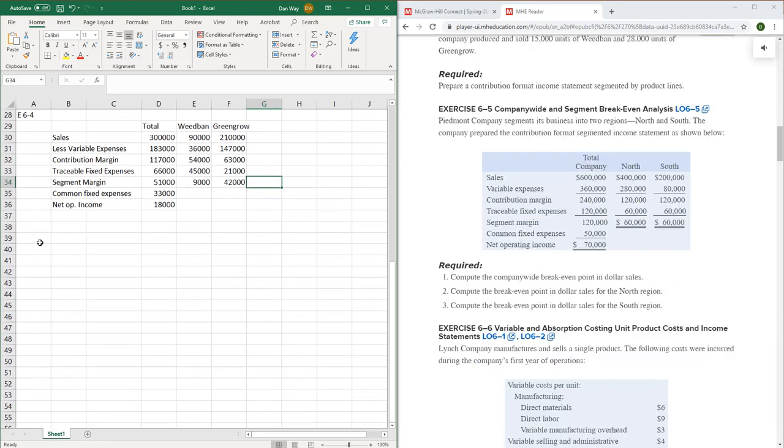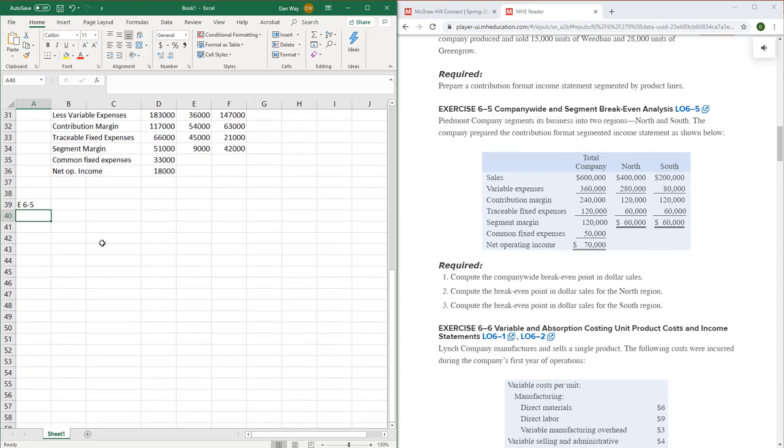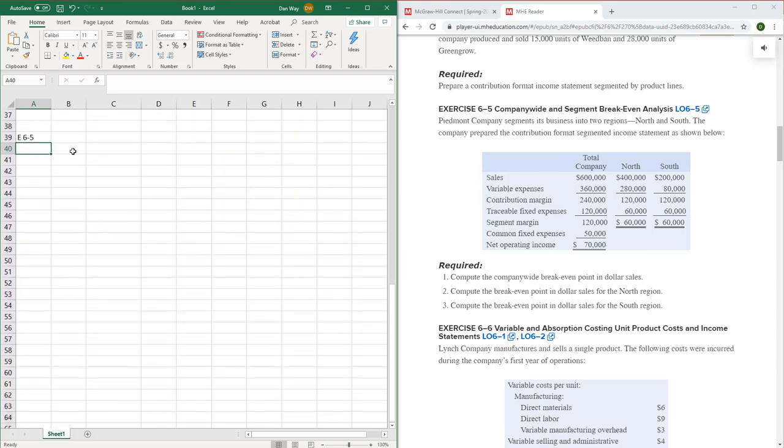All right, let's look at exercise 6.5 and talk about company-wide and segment break-even analysis to do one of these explicitly. So here we are at 6.5. Piedmont segments its business into two regions, north and south. We see the contribution format segmented income statement shown in the box here, the company-wide picture, of course, on your left. The first thing we have to do is calculate the company-wide break-even point in dollar sales.